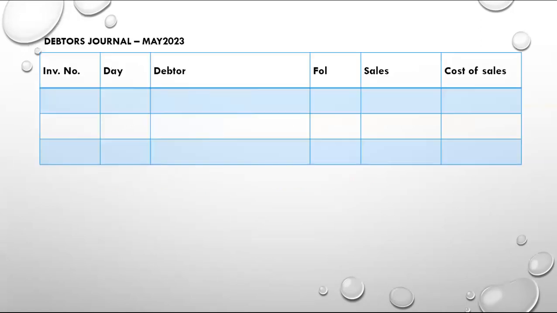this is the DJ. This is the journal. Under invoice number, as it gives it away, you just write the invoice number, which was D381. The day is the 4th. The debtor was B Baloi, the witch. All right. And the sales, you've got 1,920. The problem is cost of sales.